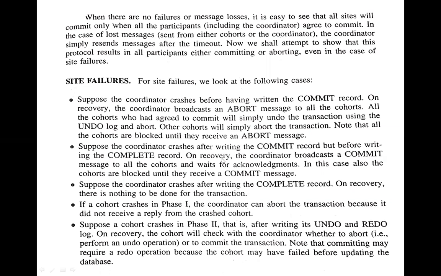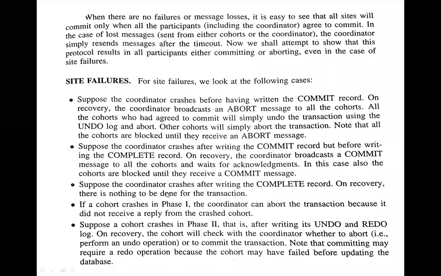Whenever it recovers, it tries to find out its state at the time of failure, and it finds that the state of the coordinator is commit. So again, it broadcasts the commit message to all the cohorts and waits for the acknowledgement. In this case also, the cohorts are blocked until they receive a commit message from the coordinator.